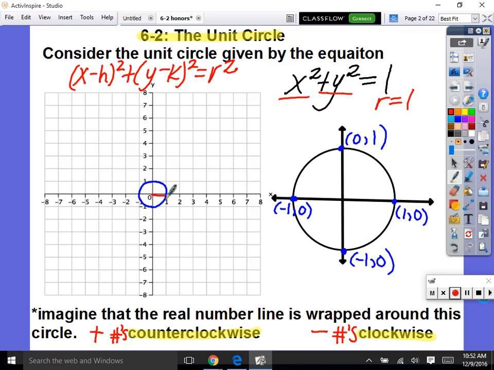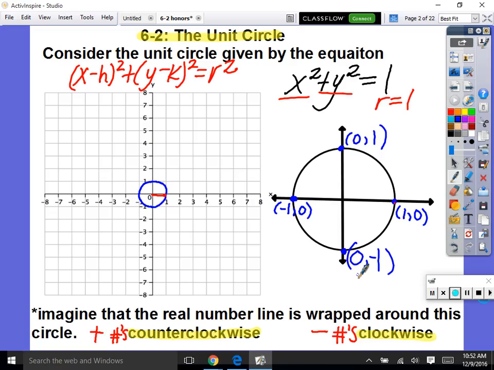Now what we're going to do is zoom in on that. Zoom in, zoom in, zoom in, and there we are. So here we are focusing in on that. Everybody good? So wouldn't this be over 1, up 0? We zoomed in. Over 1, up 0. This is over 0, up 1, negative 1, 0, and over 0, down 1.